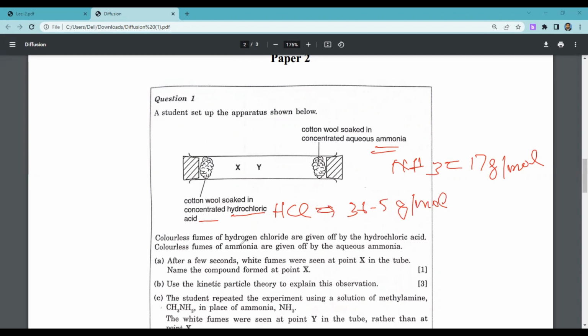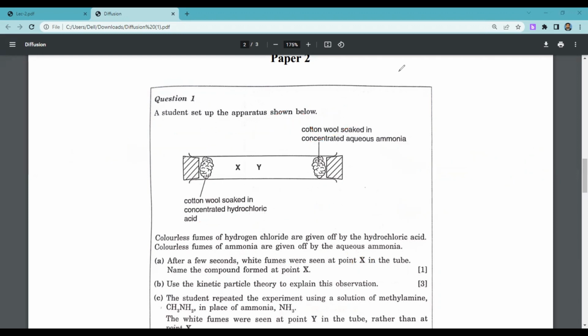It says the colorless fumes of hydrogen chloride are given off by hydrochloric acid. Colorless fumes of ammonia are given off by aqueous ammonia. After a few seconds, white fumes are produced at point X. Name the compound formed at point X. We discussed in the lecture that when NH3 and HCl react with each other, ammonium chloride is formed. So the name of the compound is ammonium chloride.